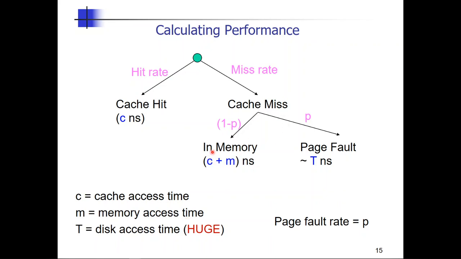And if we don't have the word in the memory, that's a page fault, and we are going to have to spend a lot of time, which is going to dominate all the rest of the times, because that's going to be our disk access time. So that's going to be very huge in comparison to all the other times on this chart.